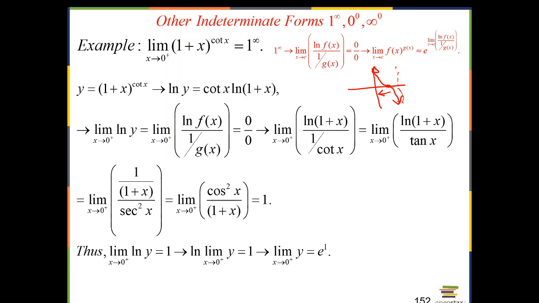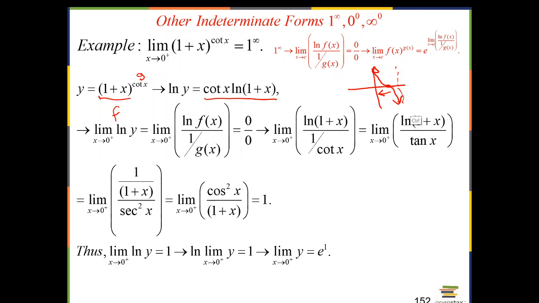We don't know what the limit is, so we're going to take the ln of both sides and write it like this, and take the limit of this. And we know how to do that. We have a formula for it: ln f of x over 1 over g of x. So what is f of x? f of x is that, and g of x is that. So it would be ln of 1 plus x over 1 over g of x, which is tangent, because 1 over cotangent is tangent.